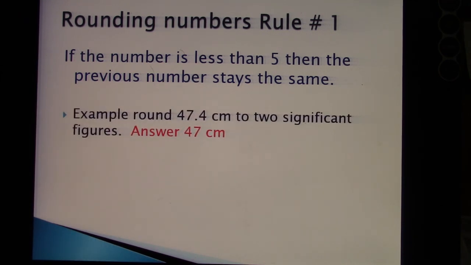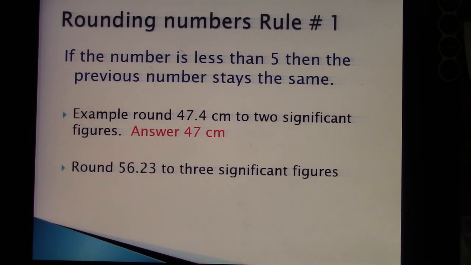So for example, round 47.4 centimeters to 2 significant digits. The answer is 47, because 4 is less than 5, so we drop the 4. Don't use the term round down. I think it's a little confusing to say round down. Just drop the 4. All right, try that one.